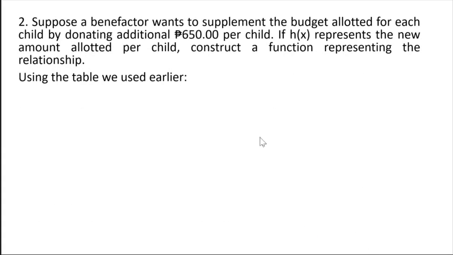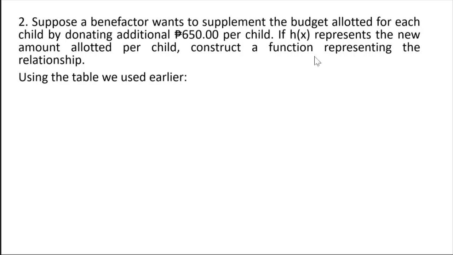So in this scenario, after the budget allotted for each child, there is an additional add-on of 650 per child. So meaning the budget allotted for each child plus 650 per child.